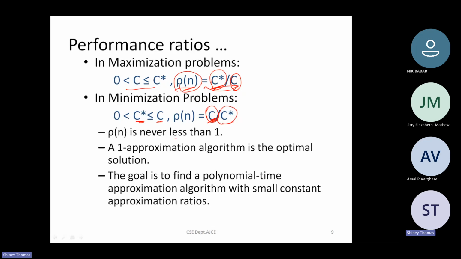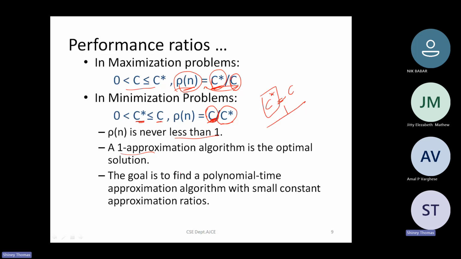Now this can never be less than 1. What is the meaning of a one approximation algorithm? It is the optimal solution itself. If C star and C have a ratio of 1, that means they are equal, so you got the optimal solution itself. So 1 is actually very rare. We do not actually get it, which is why we are going for approximation, right?